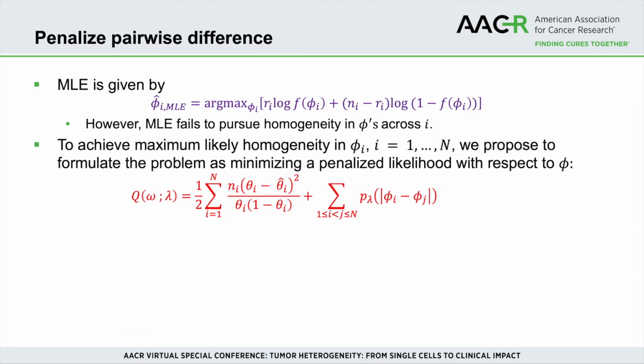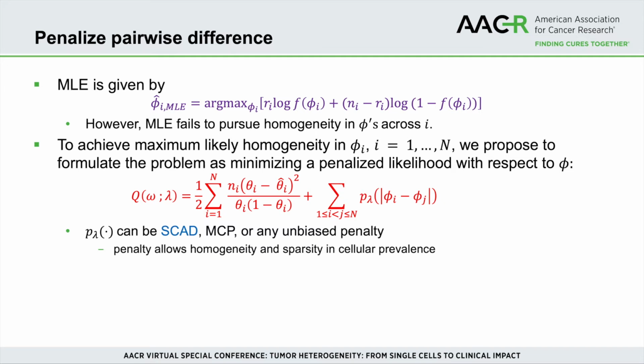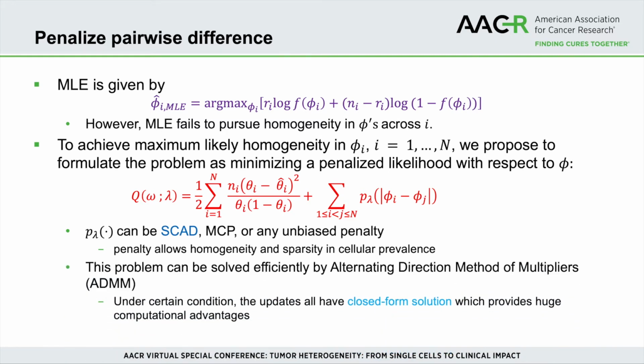Instead, we propose this penalized likelihood function, where the penalty term could be SCAD, MCP, or any unbiased penalty. Penalty allows homogeneity and sparsity in cellular prevalence and helps us minimize bias aggregation. We choose SCAD because it returns the best result. To solve this optimization problem, we use ADMM because it provides huge computational advantages.